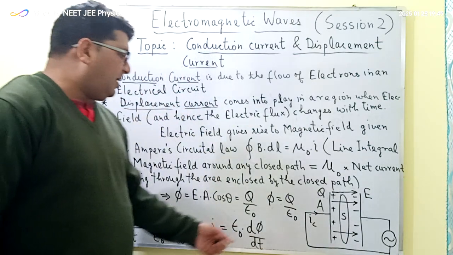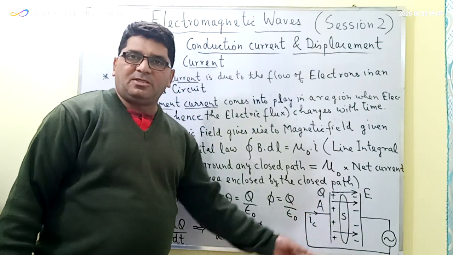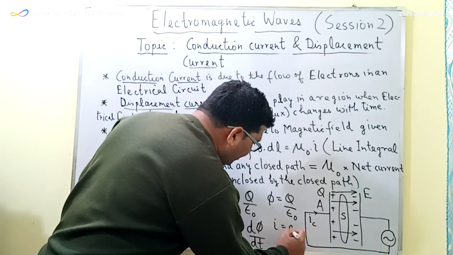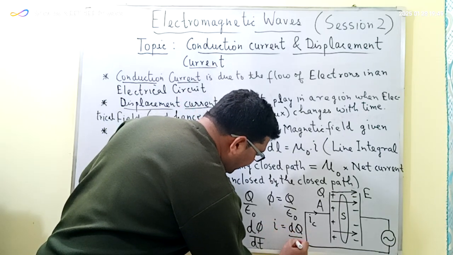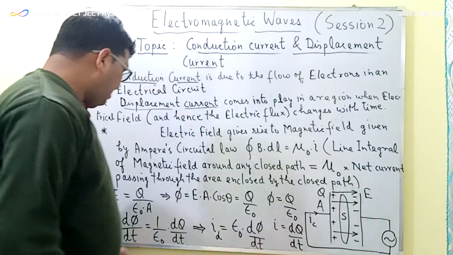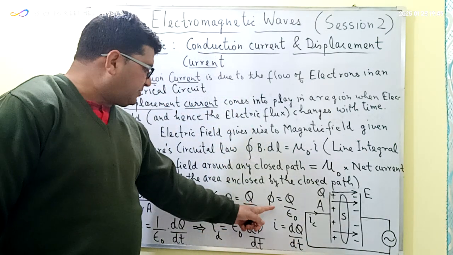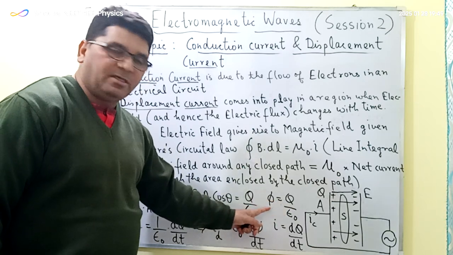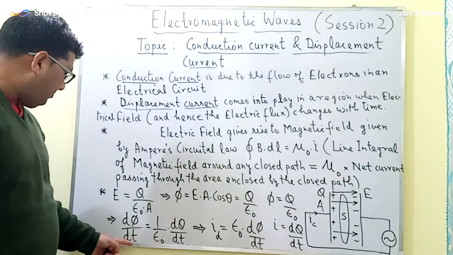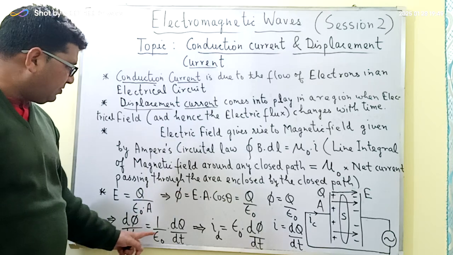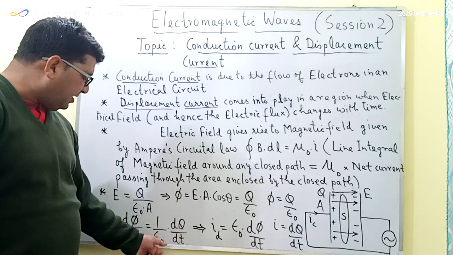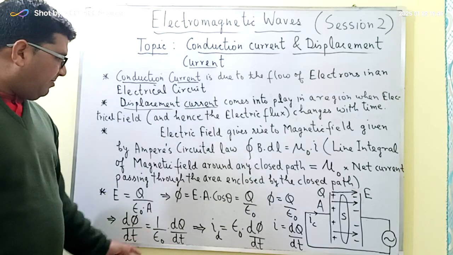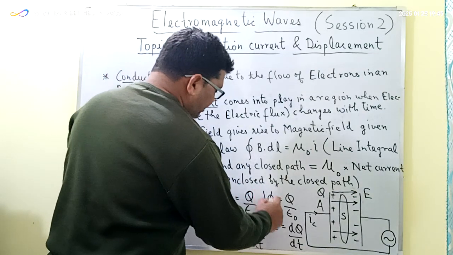Now if the charge on the plates of the capacitor is changing with time, then we can say that the current I will be equal to dq upon dt. So I will simply differentiate this equation, that is phi is equal to Q upon epsilon naught, with respect to t. If I differentiate it, I will get d phi upon dt is equal to 1 by epsilon naught into dq upon dt. Here epsilon naught is a constant. So this is the equation which I get after differentiating.